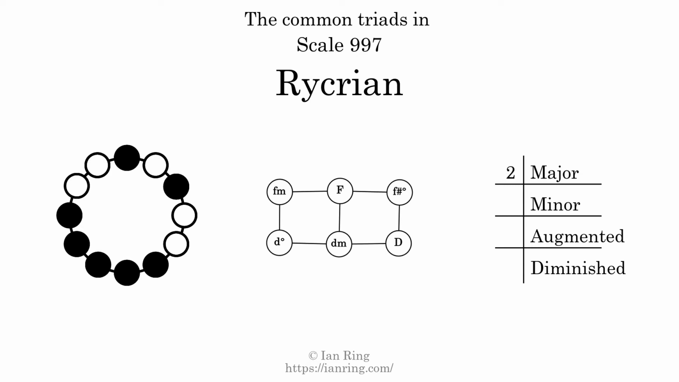There are 2 major triads. There are 2 minor triads. There are no augmented triads. There are 2 diminished triads. Here is a Hamiltonian path of parsimonious voice leading that uses all the triads.